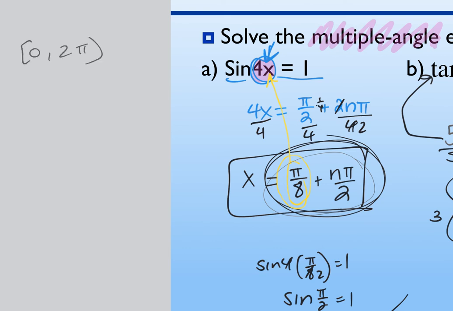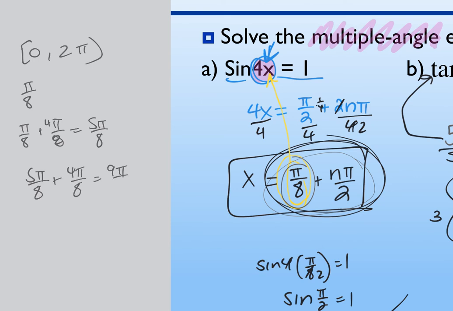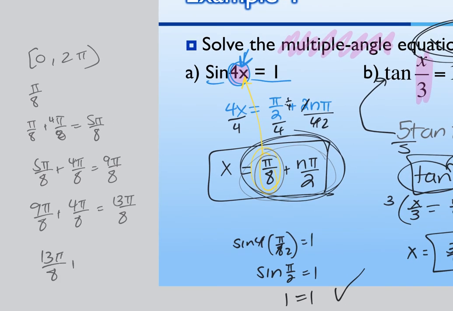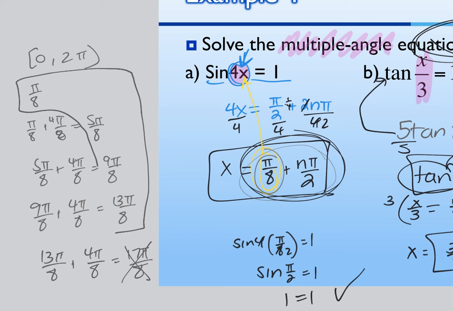So if it gave you the restriction, you'd have to take pi over 8. That's one answer. Then you'd have to take pi over 8 plus pi over 2, which is 4 pi over 8, which is 5 pi over 8. That's still on your interval. Then you have to add it again. 9 pi over 8, that's still in your interval. Then you have to add it again. That's still in your interval. And then you would add it again, and that's when it becomes bigger than your interval, so you'd stop. So if it had a fixed interval, you'd have to give all those specific answers. And that's what we're not going to do.